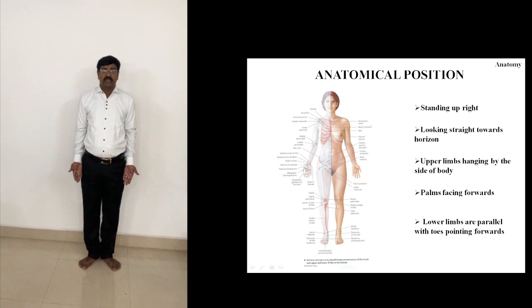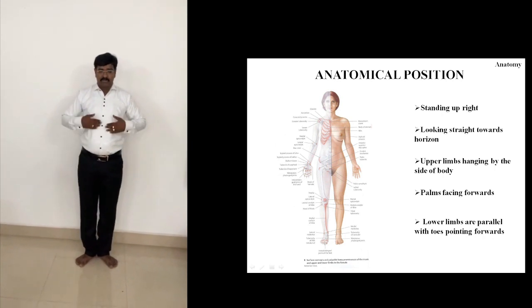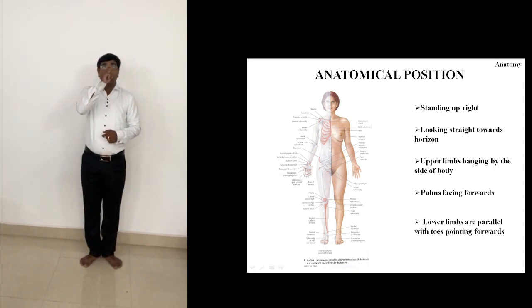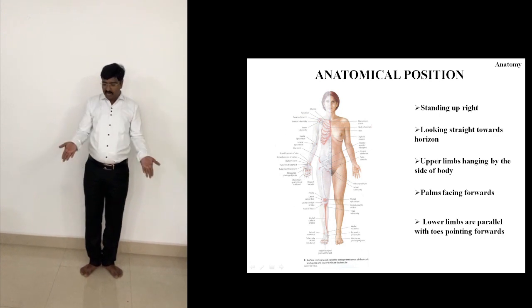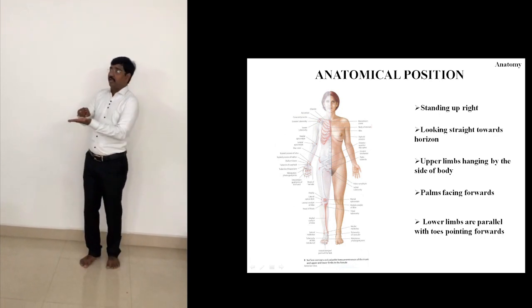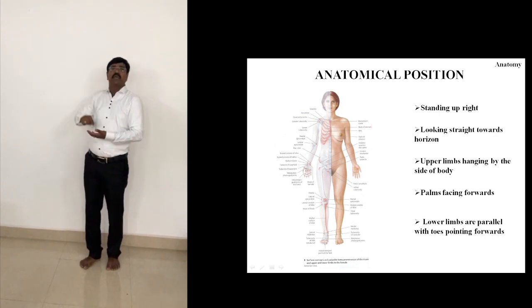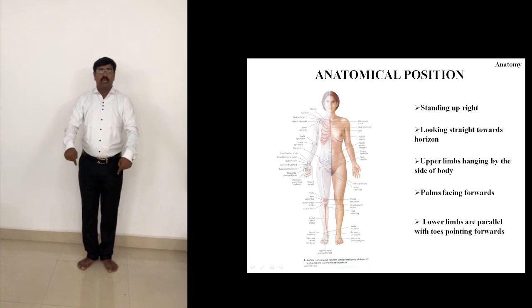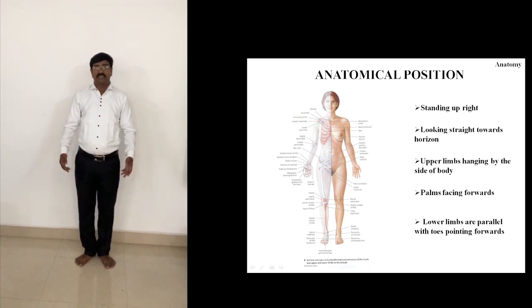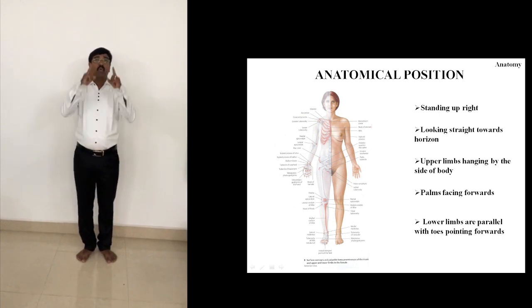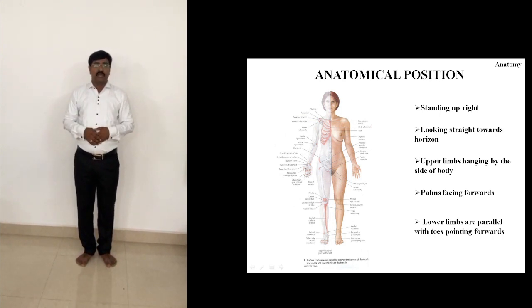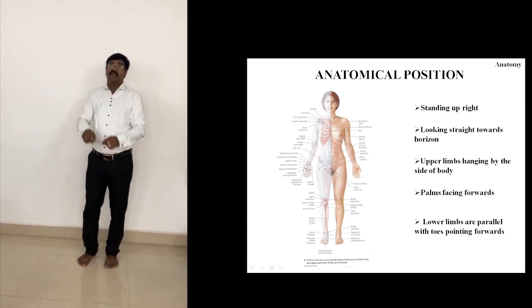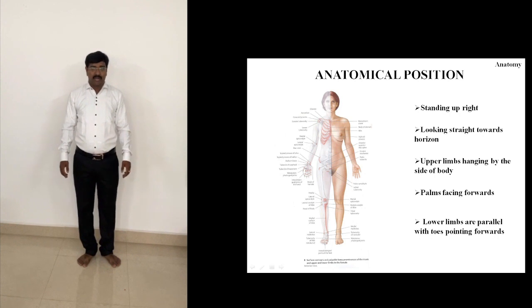If the same position is kept in a lying posture when the person has died, the person is lying on the bed, his eyes looking upwards, his hands at the sides. When I am standing, my palms face forwards, but when lying, the palms face upwards. The legs are side by side and the toes point upwards. So the definition changes from living to dead: in a living person, forwards; in a dead person, upwards. I hope you understood the anatomical position.